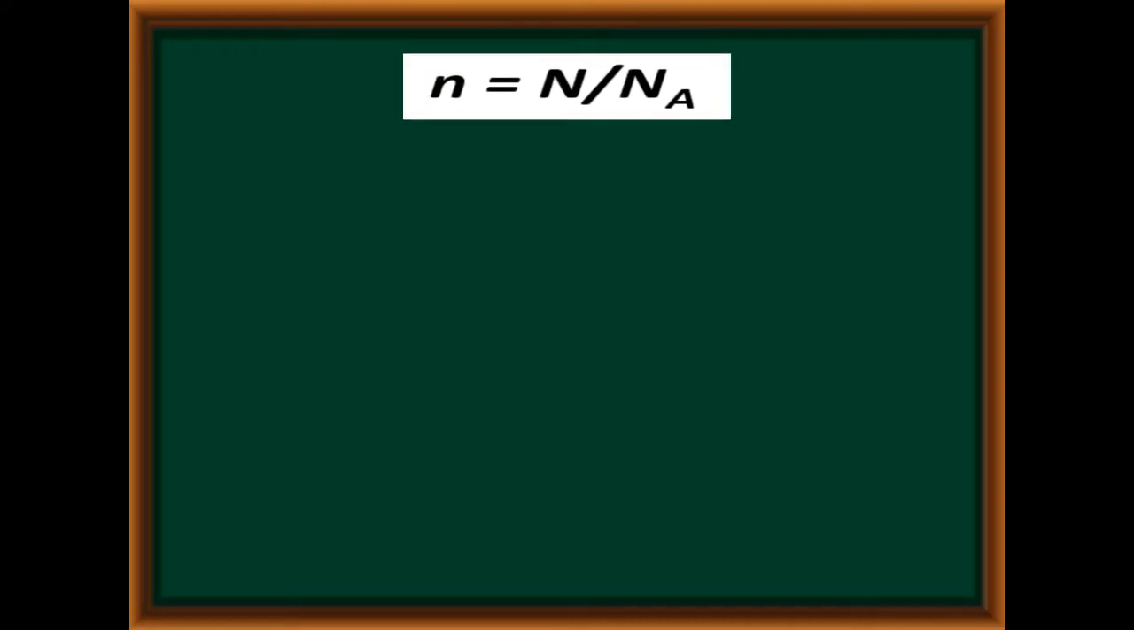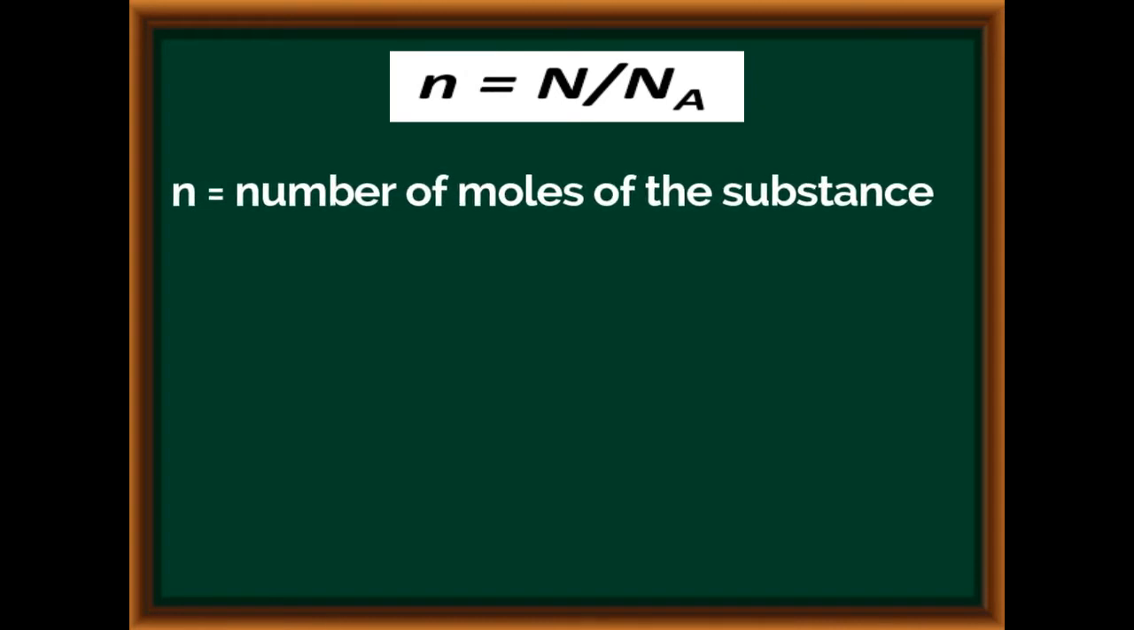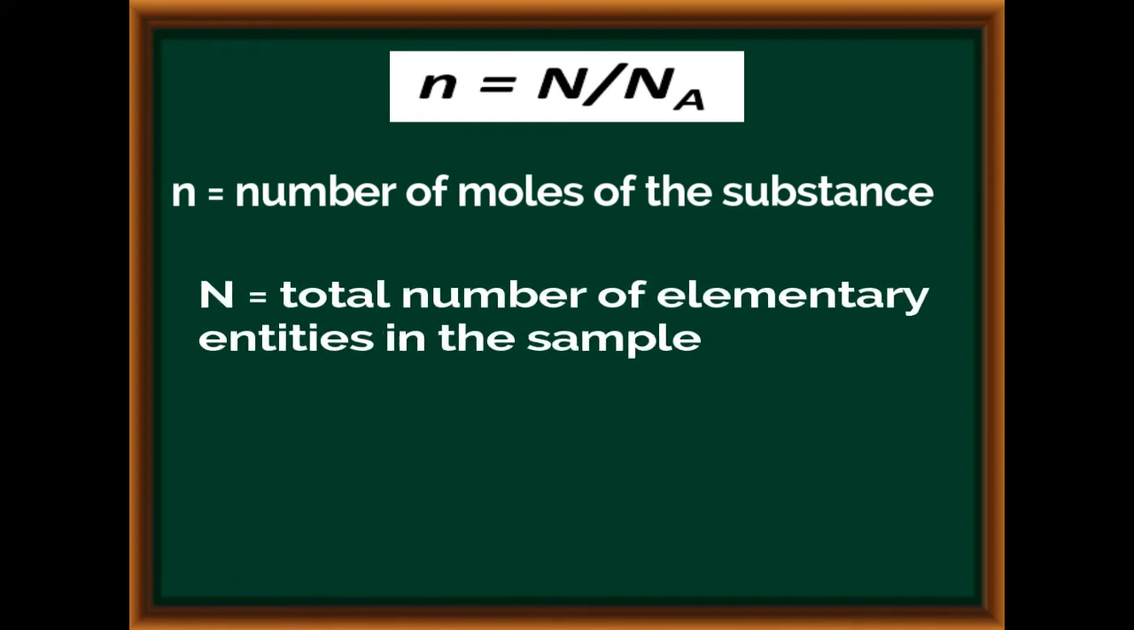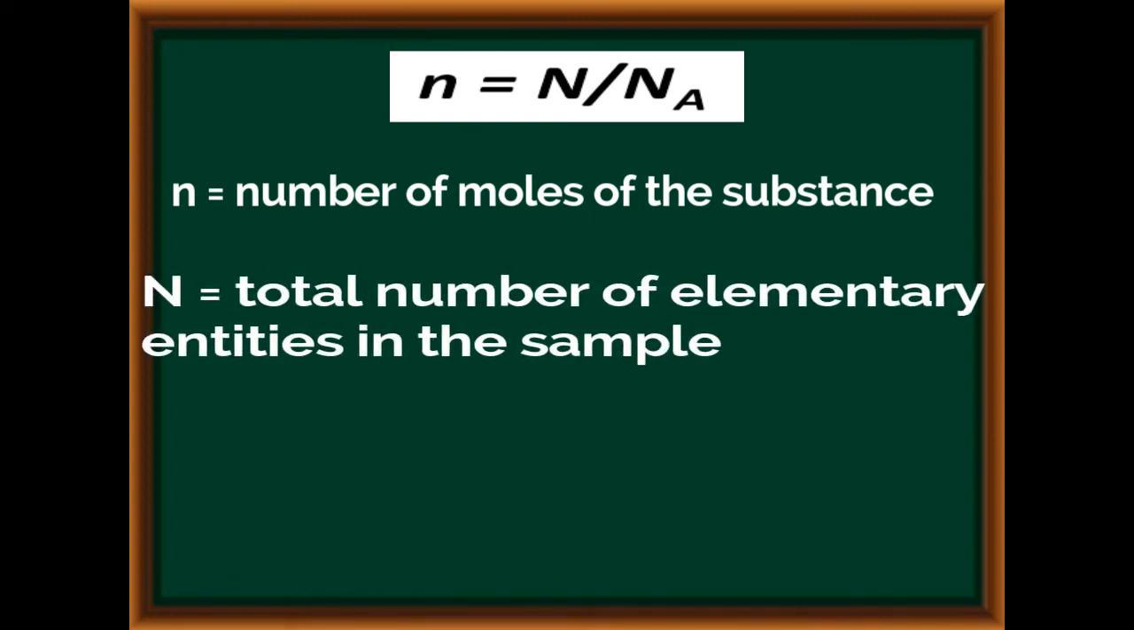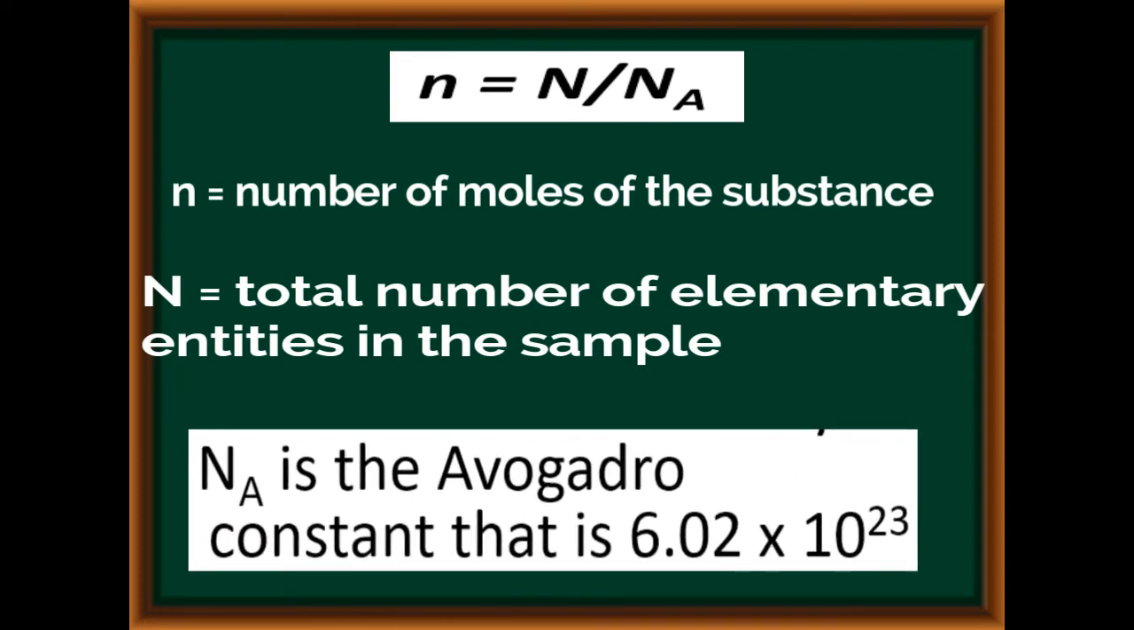The number of moles of a substance in a given pure sample can be represented by the following formula: small n equals capital N divided by Na, where small n is the number of moles of the substance, capital N is the total number of elementary entities in the sample, and Na is the Avogadro constant, that is 6.02 times 10 to the power of 23. And now, let's have sample problems.